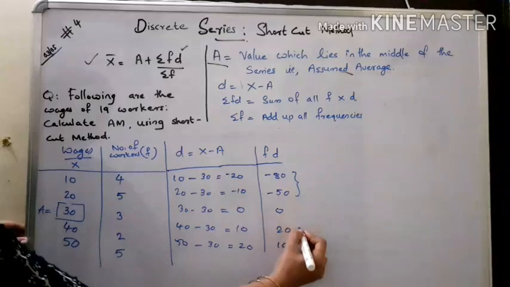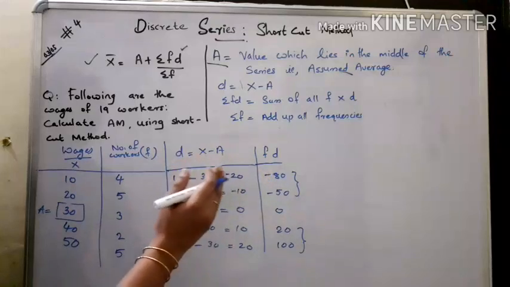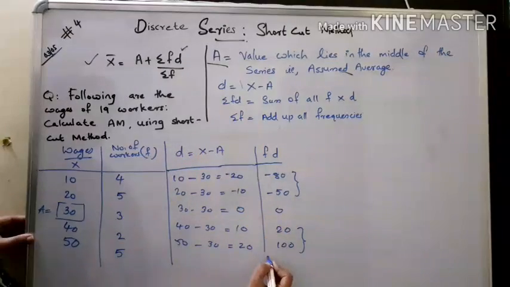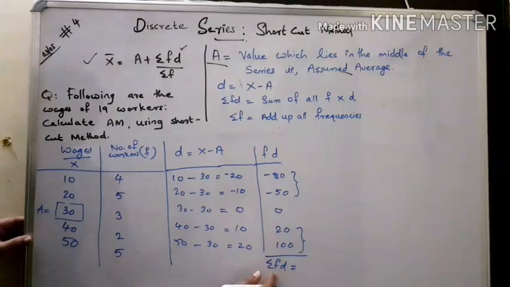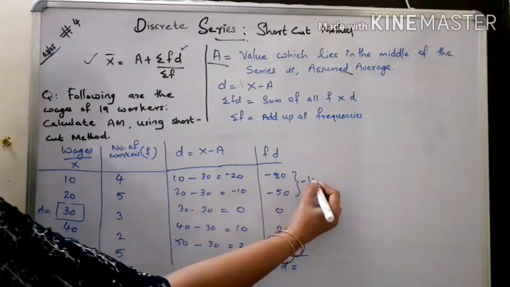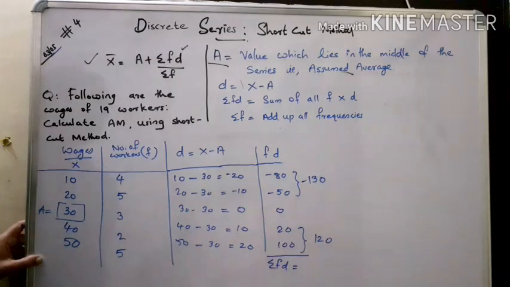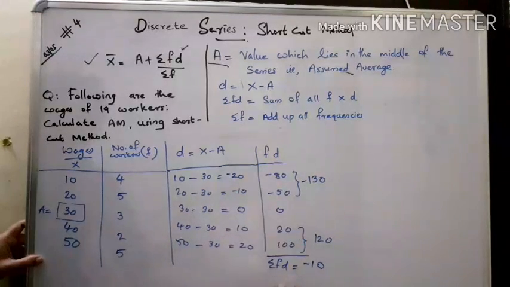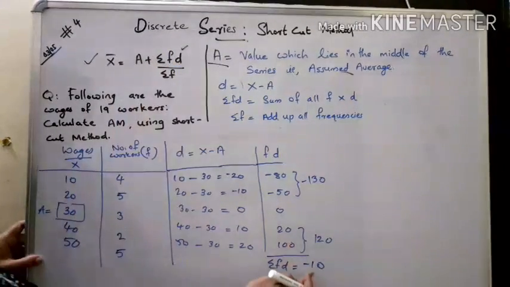Then next step, you add up all positive values separately and negative values separately. Then you will get sigma fd. This total we call sigma fd, the summation of frequency multiplied with deviation. So this one is minus 130. This one is plus 120. Then minus 130 plus 120 is minus 10. So sigma fd is equal to minus 10. So for the assumed mean, the sigma fd value is minus 10.